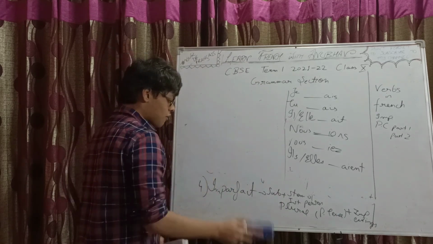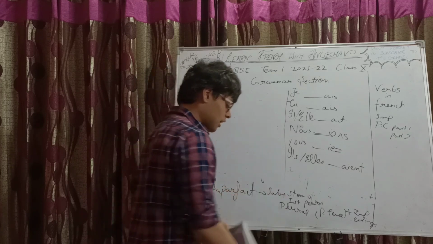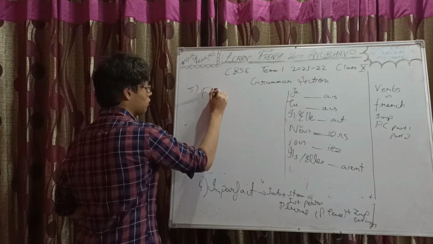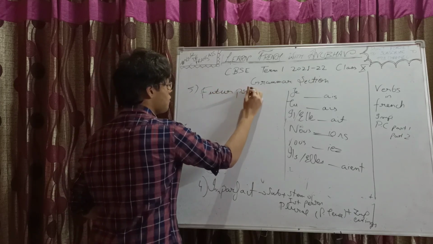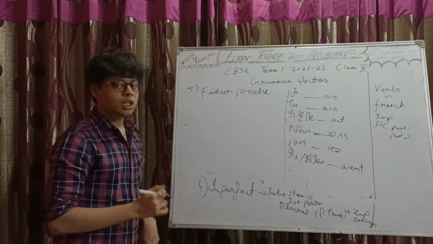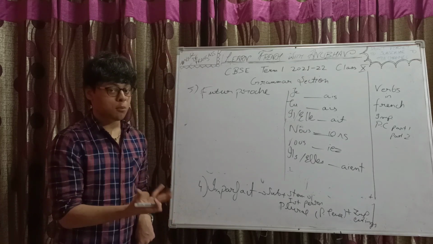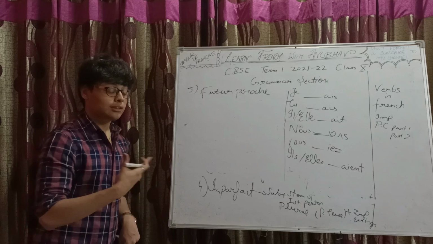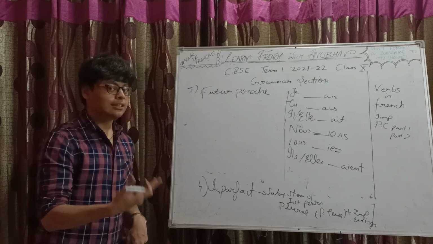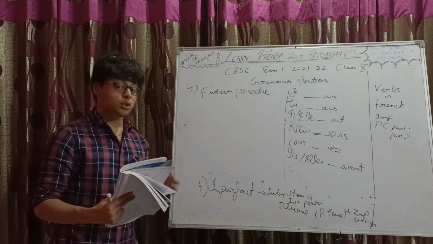Right. Now we are moving to the next tense. What do we have in line? We have futur proche, the near future: an event which is going to happen. Indicators: dans 5 minutes, dans un moment, in a moment. Dans 5 minutes, in 5 minutes. Dans 10 minutes, in 10 minutes. These are indicators that you need to use futur proche.